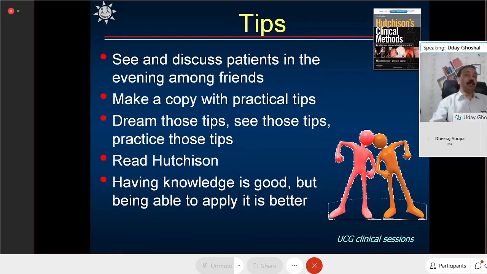Dream those tips, see those tips, practice those tips. You know why? Because it is very easy. Clinical medicine is like backward walking. It is very easy if I say, can you enumerate 10 differences between intraperitoneal and retroperitoneal lumps? Many people will be able to answer. But when you get a patient, now walking backward and telling whether it is retroperitoneal or intraperitoneal, and what could be the diagnosis, becomes difficult. Read Hutchison.